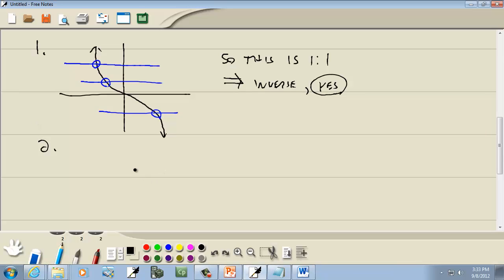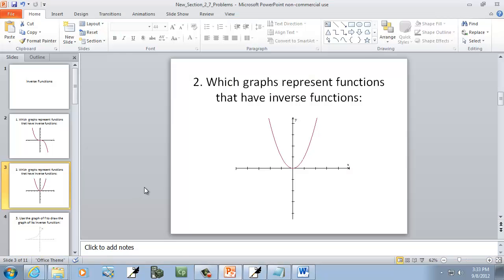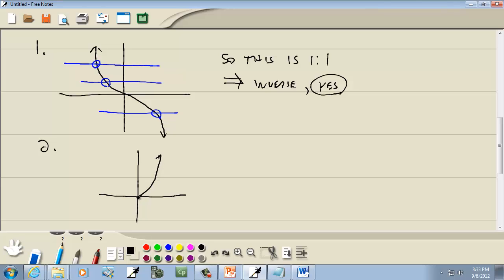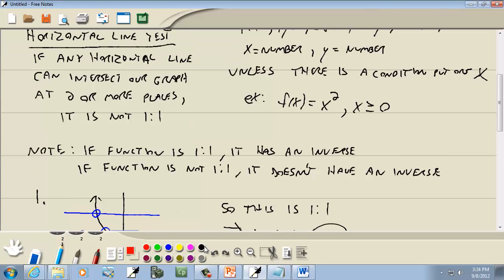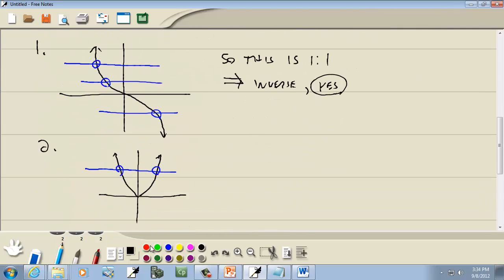Look at our second problem. Well, I can draw a horizontal line right here and it intersects at two or more places. Again, the horizontal line test says if any horizontal line can intersect a graph at two or more places, it is not one-to-one. So this one is not one-to-one, which implies there's no inverse. So the answer here is no.